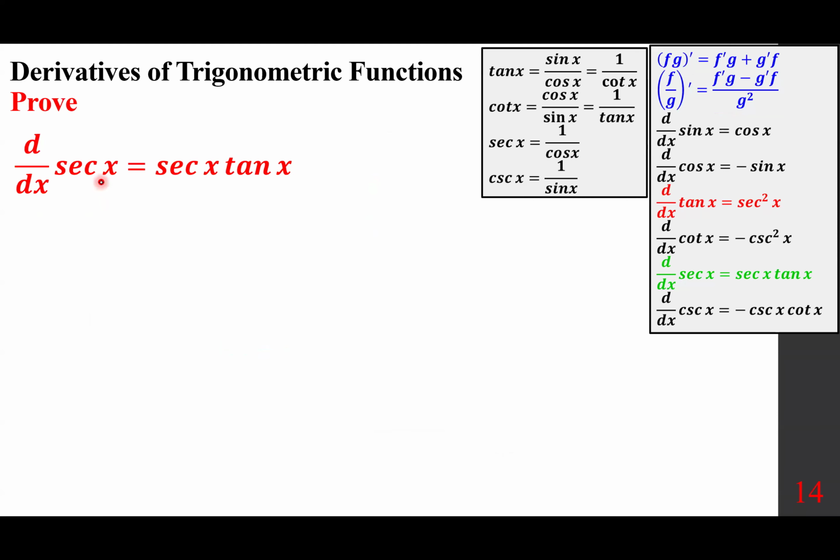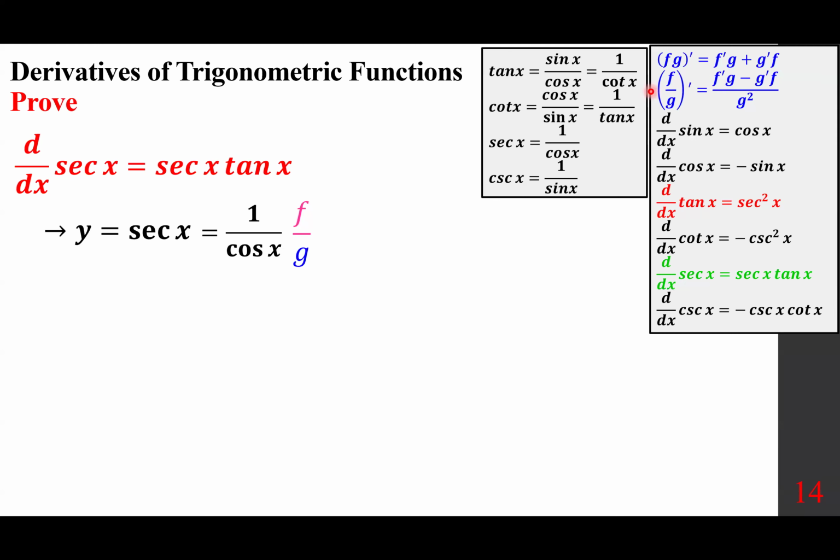Let's prove the derivative of secant x is secant x tan x. We have mentioned that the derivative of secant x is secant x tan x. Let's see how we prove that. Again, bear in mind that y is secant x that you are going to differentiate, and we said secant x is 1 over cosine x. And we are going to use the quotient rule on that. Again, f over g, where f is 1, g is cosine, and we are using this quotient rule.